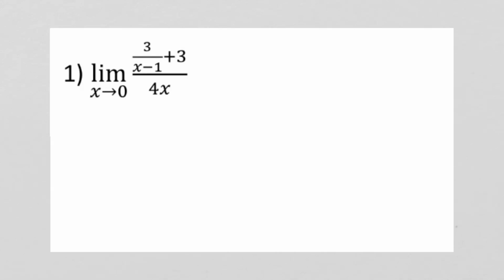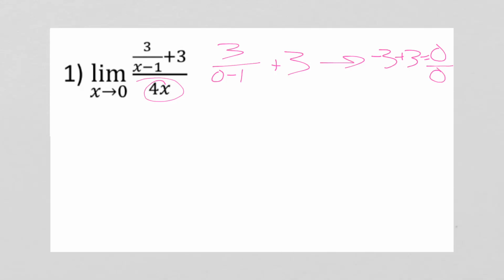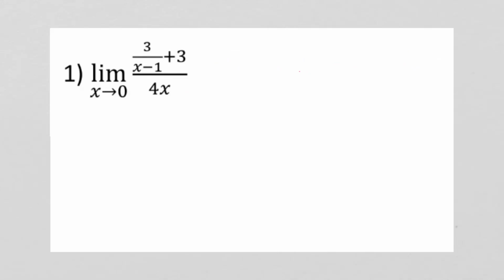Alright, Unit 3, limits. I'm going to use our first limit finding technique here, because notice what would happen if we simply directly substituted in 0. We'd get 3 over 0 minus 1, plus 3 in the numerator. So 3 over negative 1 is negative 3, plus 3. So we're getting 0 in the numerator over 4 times 0, which is 0 in the denominator. We're getting indeterminate form, so we need to look for a hole and try to remove it. So let's find that hole and remove it so we can substitute in and find this limit.